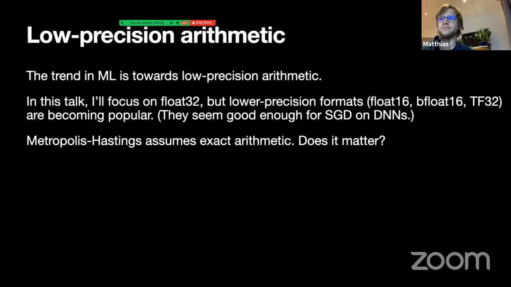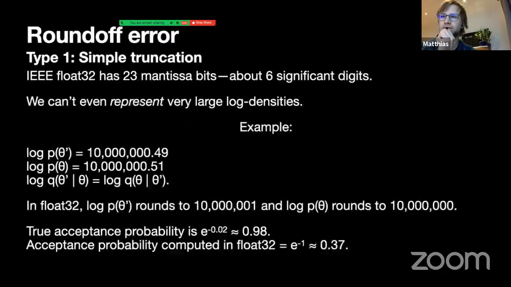So, fine. But Metropolis Hastings does, at least in principle, assume that we're doing exact arithmetic. So to what extent does it matter that we're not really using real numbers? I'm going to talk to get at that question.